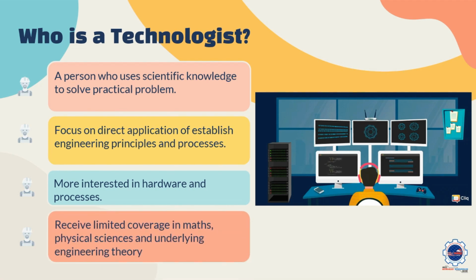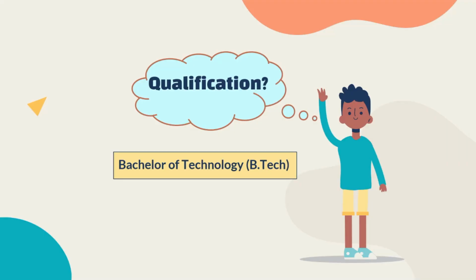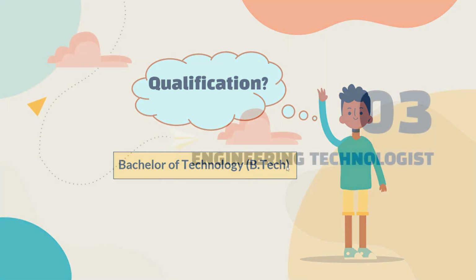In terms of education, technologists will receive limited coverage in maths, physical science, and engineering theory. So meaning that technologists will be exposed more to skills and less to theory, compared to an engineer who will be exposed more to theory and less to skills. So this is a difference between engineer and technologist. In terms of qualification to become a technologist, you need to have a degree, Bachelor of Technology, in bracket we call it BTech.